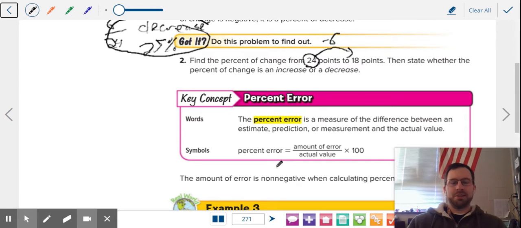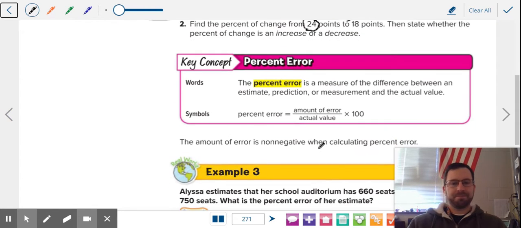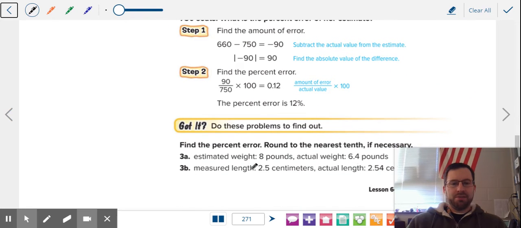Now, percent error is very, very similar to percent of change. You're still looking at the difference between two numbers. Instead of comparing it back to the original, you're going to compare it to the actual amount. So, same basic principle here. We have a weight of 8 pounds as the estimate compared to an actual weight of 6.4. So that's a difference of 1.6 over the actual, because you're always going to compare it to what it should have been. How much of a mistake did you make? 1.6 divided by 6.4 is 25%.